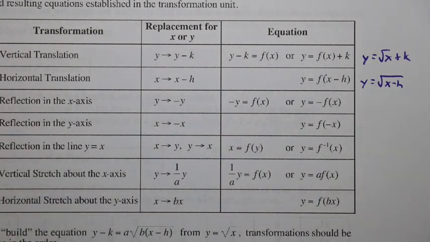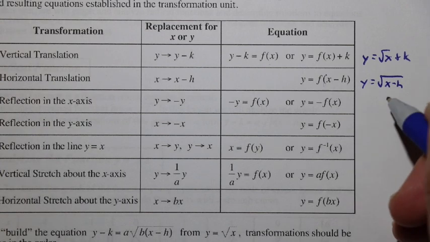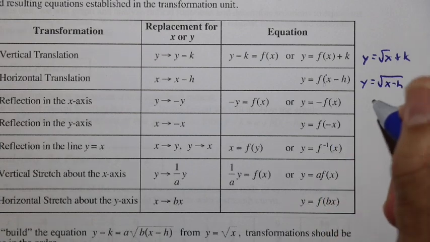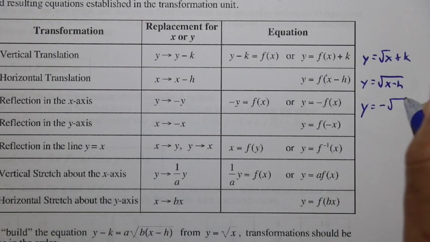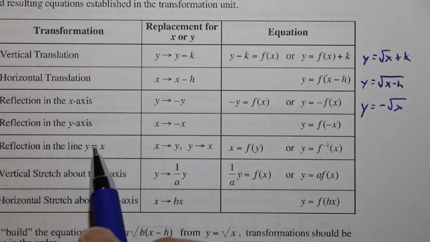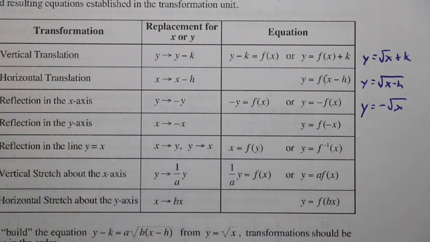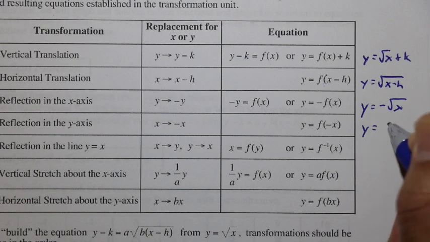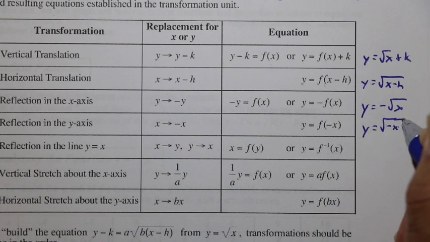If we have a reflection in the x-axis, that means y's become their opposites in sign. And so we have negative y is equal to f of x, or y equals negative f of x. So we have y is equal to the negative square root of x. If we have a reflection in the y-axis, we're talking about x changing to its opposite sign. So y is equal to f of negative x, and we have y is equal to the square root of negative x. And here you'll find something interesting about the domain.